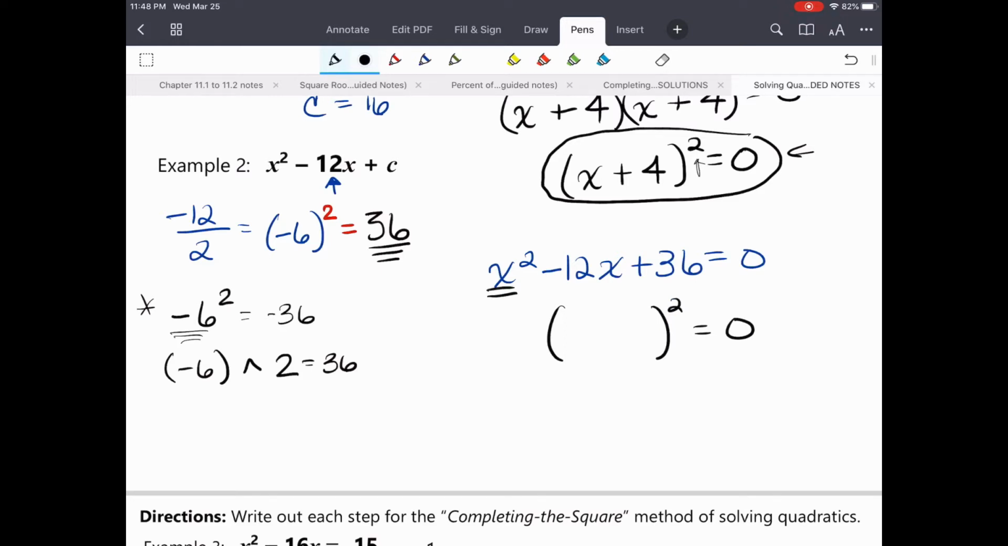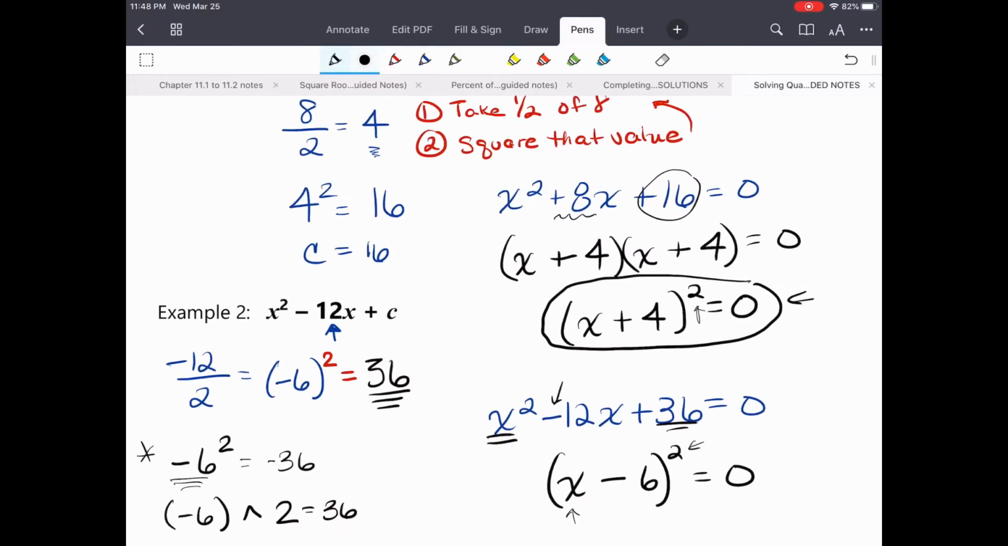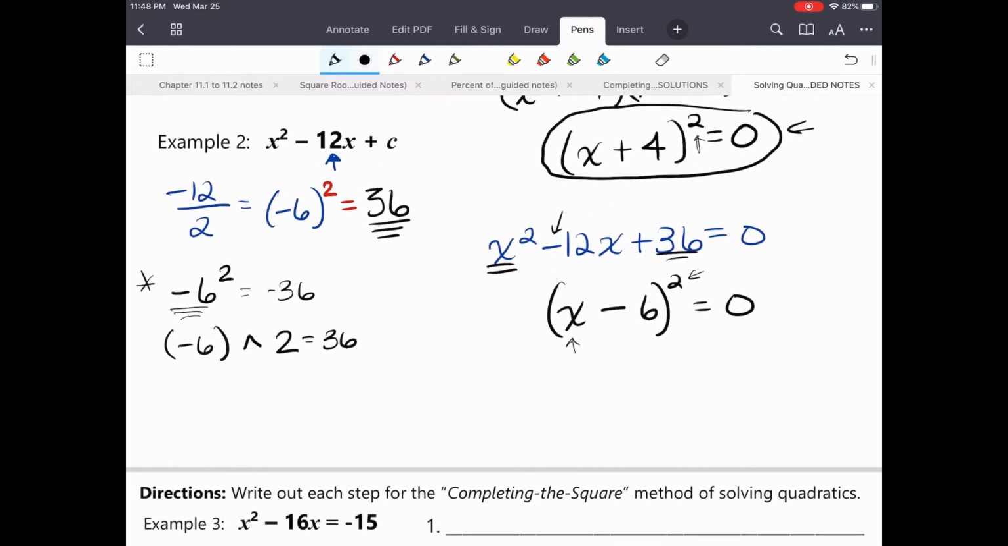So what is the square root of x squared? You get x. The square root of 36 is 6. And the middle term is a negative, so you're going to put a minus in there. So (x minus 6) squared equals 0. All right? So that's called completing the square.